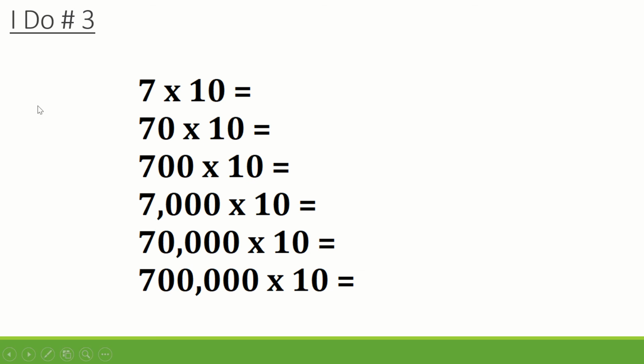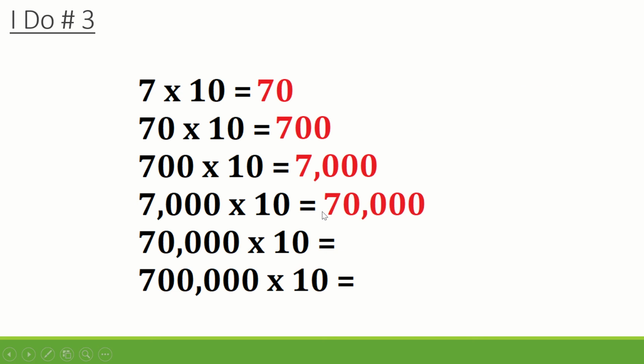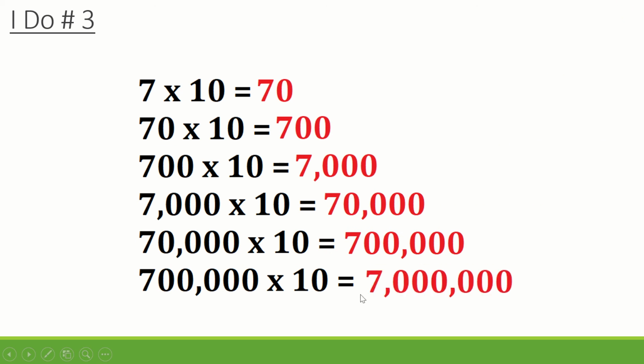And now we're going to complete these few multiplication problems, and while doing so, I want you to look for any sort of patterns that you might see. And so our first one is 7 times 10, which is 70. 70 times 10, which is 700. 700 times 10 is 7,000. 7,000 times 10 is 70,000. 70,000 times 10 is 700,000. And 700,000 times 10 is 7 million.